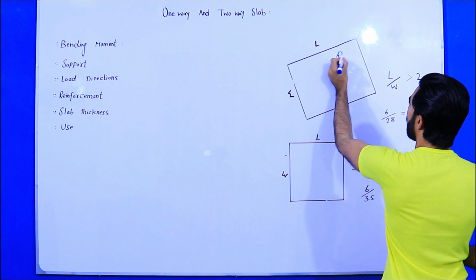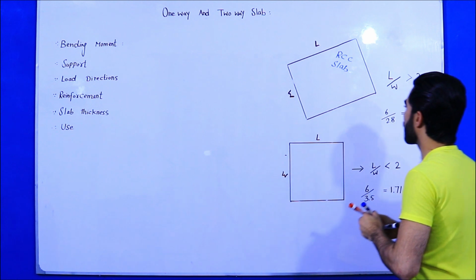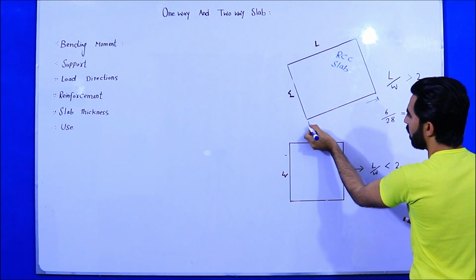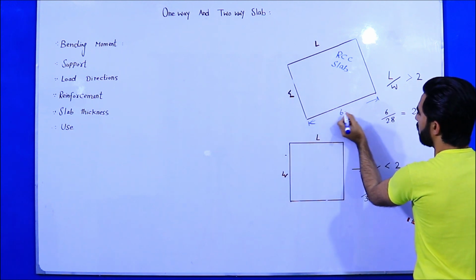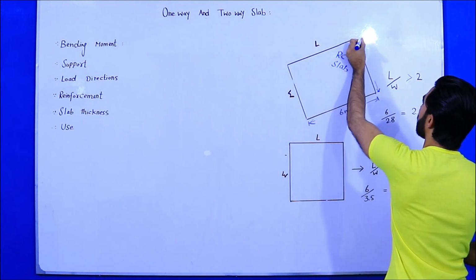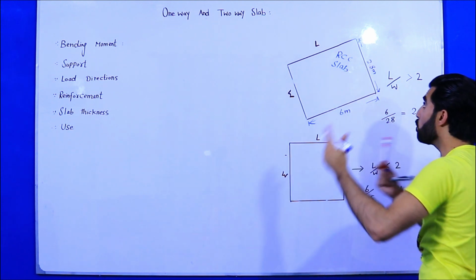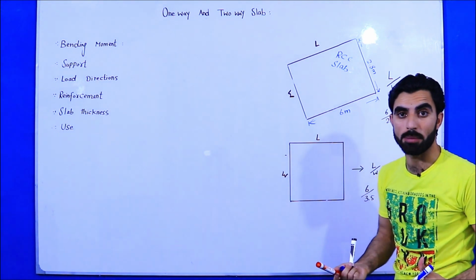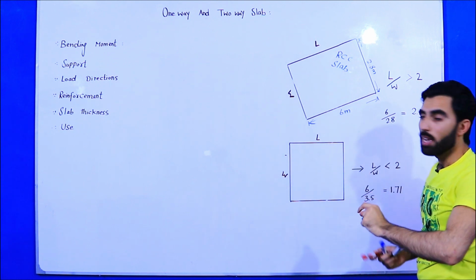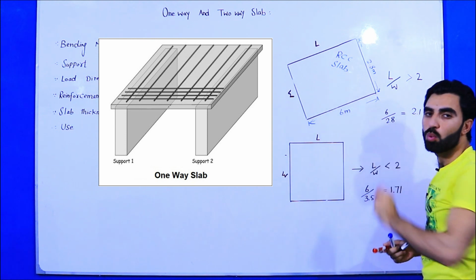This is RCC slab, right? For example guys, this is a slab whose length is 6 meter and its width is 2.8 meter. So how will we know this is one-way slab or two-way slab? When the length of the slab is divided by the width of the slab and the ratio becomes greater than 2, this is called one-way slab.